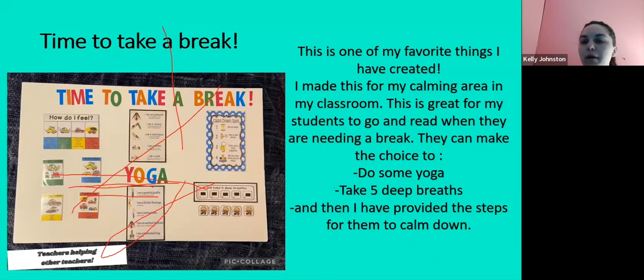So the deep breaths are put on there by a magnet. So once they take a deep breath, they can move the little girl that is sitting at the bottom onto the chart after they've taken a deep breath. I want to see all 5 deep breaths on that board, and it tells me that my student should be calmer than when they got there and ready to rejoin us. So I love that one. This is our board that we have in our calming zone.